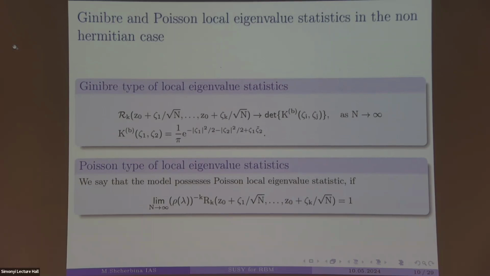Okay, for the non-Hermitian case, we need to consider again the correlation function defined in the same way. And here the normalization is the square root of n, because in the unit circle you have n particles. So the mean distance should be proportional to 1 over the square root of n. And here the density is the same, therefore I did not put rho here. And again, here is Ginibre type statistics, and here Poisson type statistics.